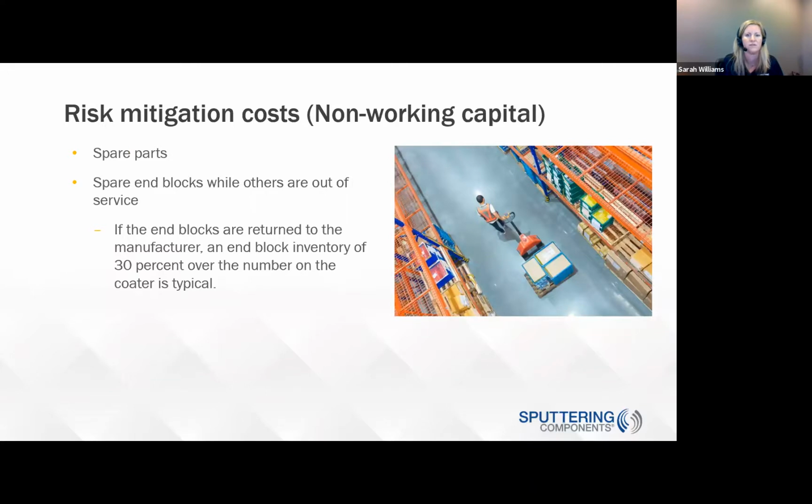So often in order to mitigate risk, many different spare parts have to be kept on the shelf, and also spare end blocks are required to avoid costly downtime when others are sent for repair. So that really means that's capital just sitting on the shelf waiting for an event to occur. And we understand that it's typical for companies to carry around 30% of the total end block count as spares on the shelf.